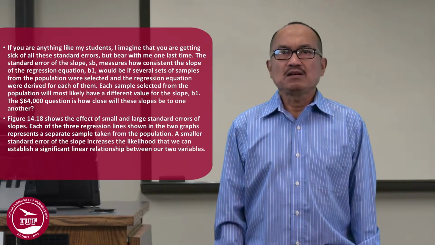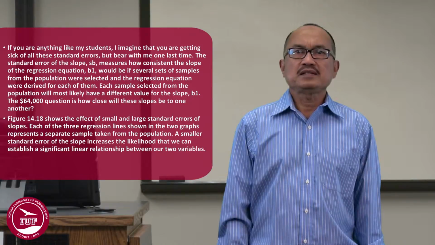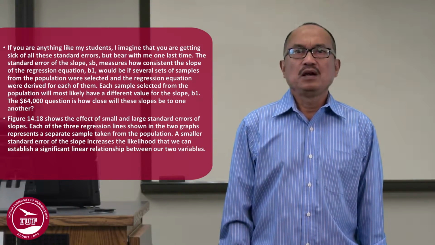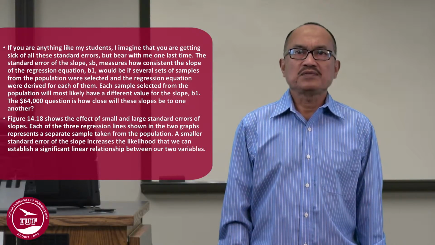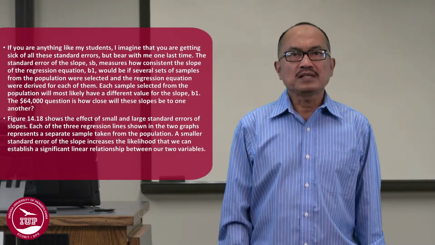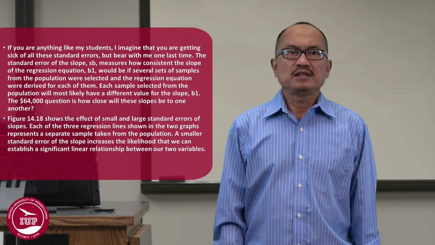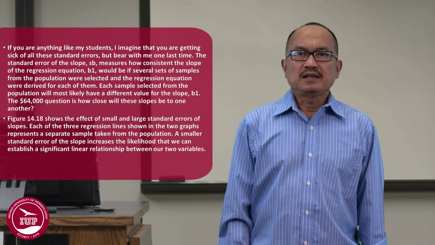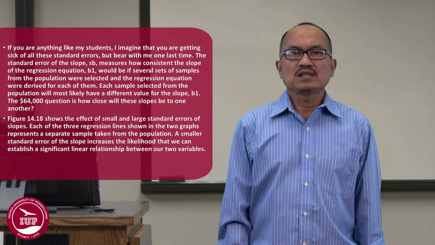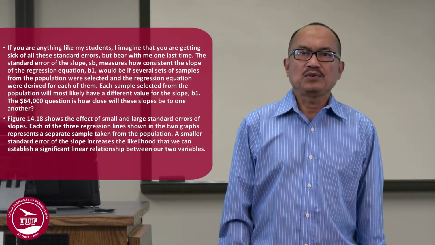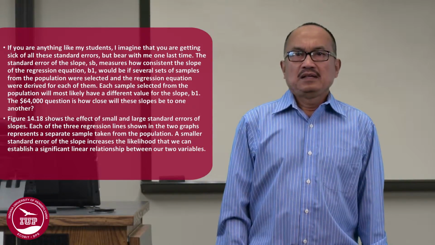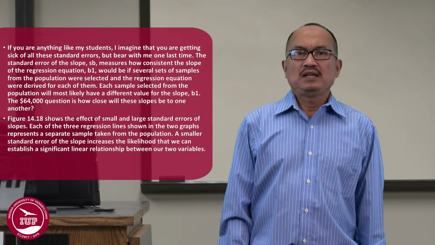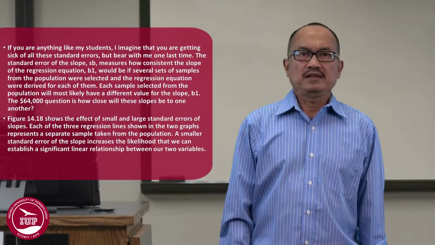The standard error of the slope, or Sb, measures how consistent the slope of the regression equation b1 would be if several sets of samples from the population were selected and the regression equation were derived from each of them. Each sample selected from the population will most likely have a different value for the slope, or b1. The $64,000 question is how close will these slopes be to one another?